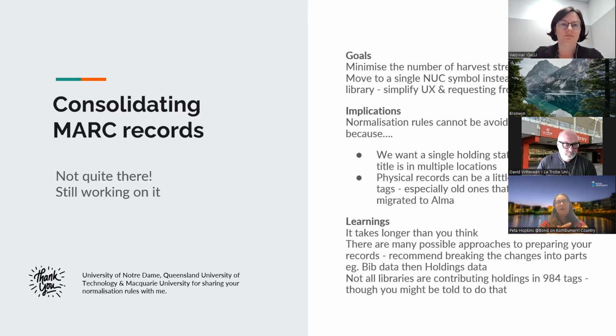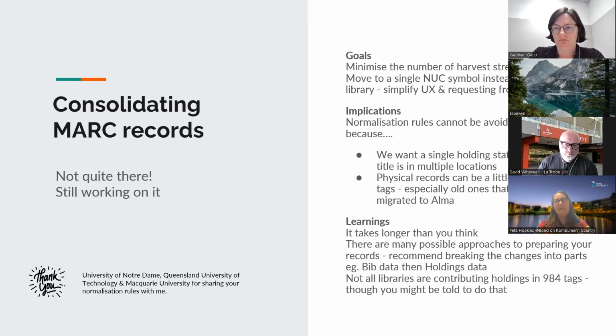All right, so the goals that we want to achieve here: we want to minimize the number of harvest streams. Partially this is because of the costs. If you have more than a certain number of allocated harvest streams, then your Trove membership fees go up. So we've undertaken to consolidate. We also at the same time want to move to using a single NUC symbol instead of one for each of our main library and law library.